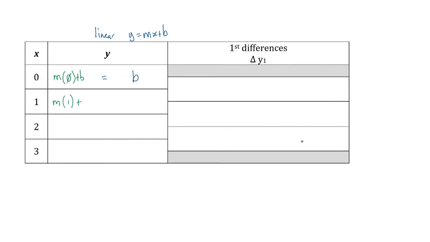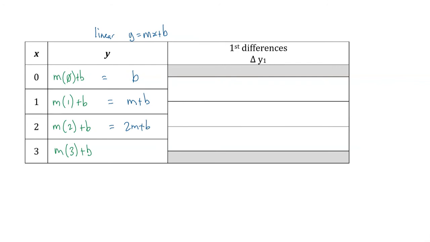M times 1 plus b, m times 2 plus b, m times 3 plus b. Right? If I just keep subbing in. So the next one, m times 1 plus b, will be what? M plus b. M times 1 is m, so m plus b. M times 2 plus b. Go ahead. 2m. Good. 2m plus b.